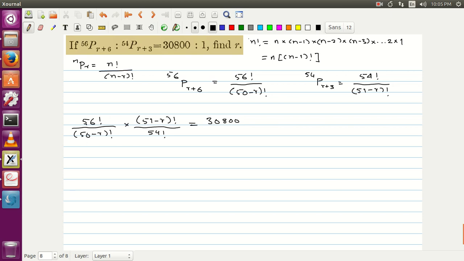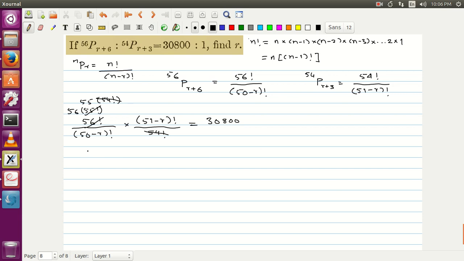We can write 56 factorial as n times (n minus 1) factorial. So we can write 56 factorial as 56 times 55 factorial, right? And we can write 55 factorial as 55 times 54 factorial, right? So the numerator here is 56 times 55 times 54 factorial, and we can now cancel this 54 factorial with this 54 factorial, right? So you are left with 56 times 55.